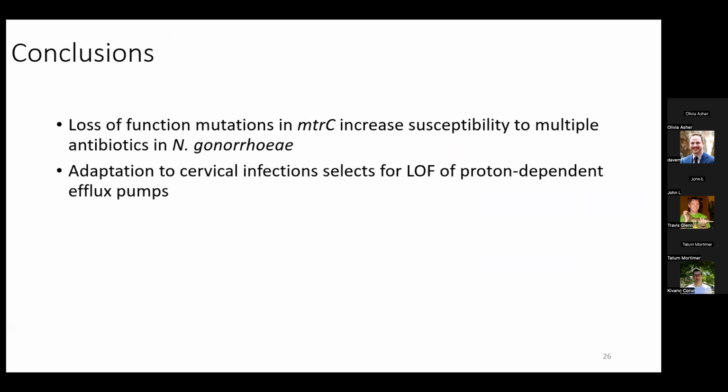So, just some conclusions from this part of the talk. We used GWAS to identify loss of function mutations that increase susceptibility to multiple antibiotics in Neisseria gonorrhoeae. And it seems like these loss of function mutations are actually being selected for because they are adaptive in the cervical environment.